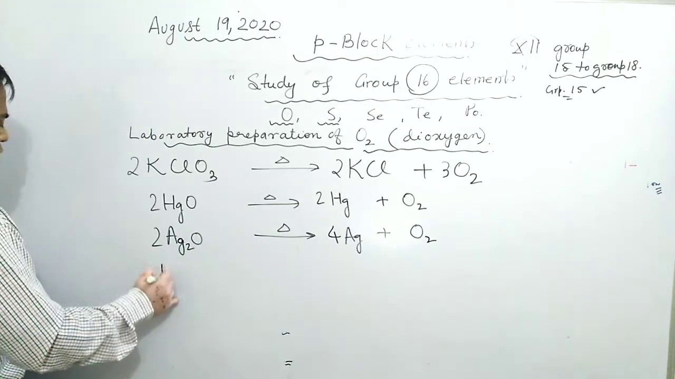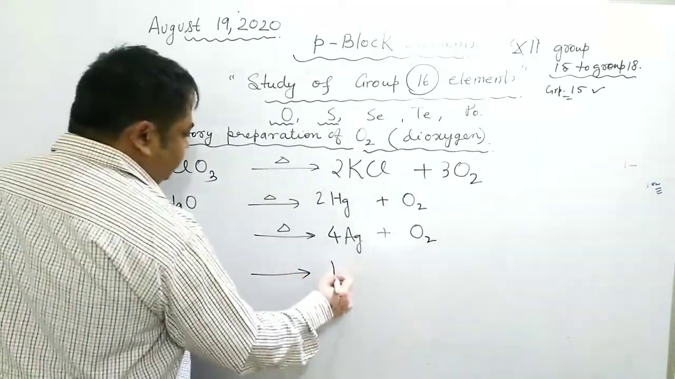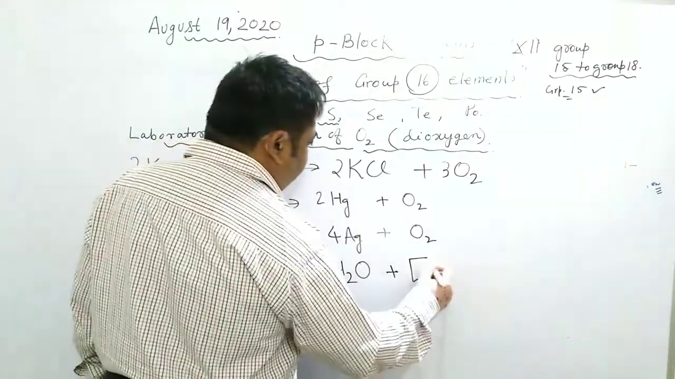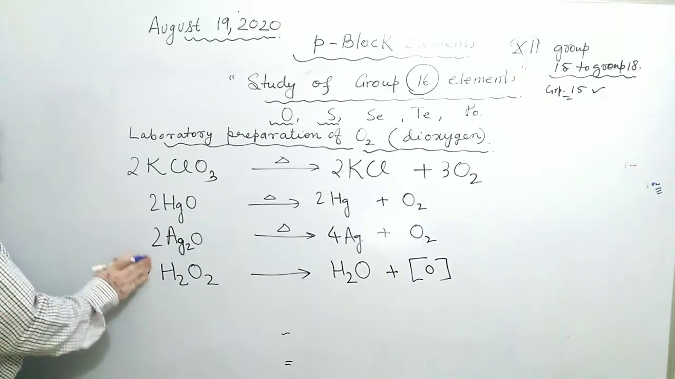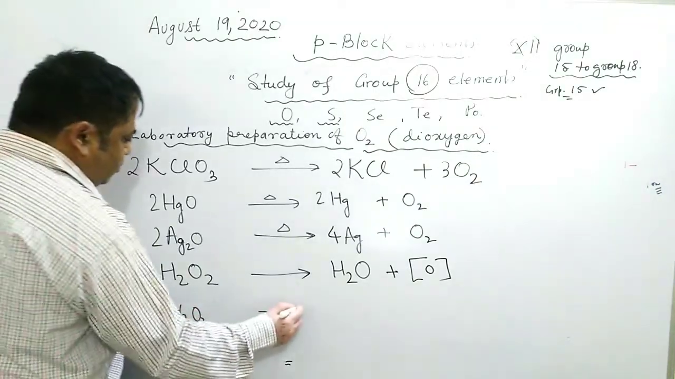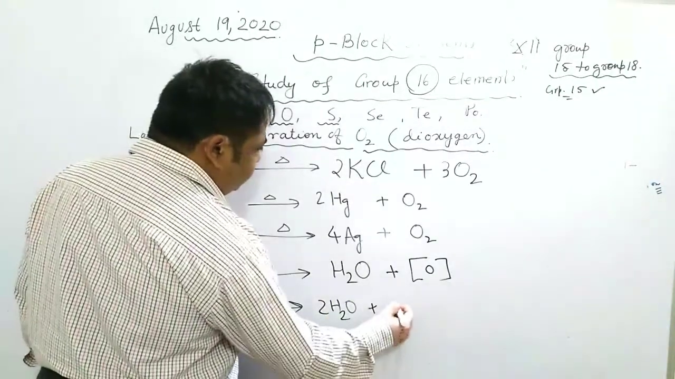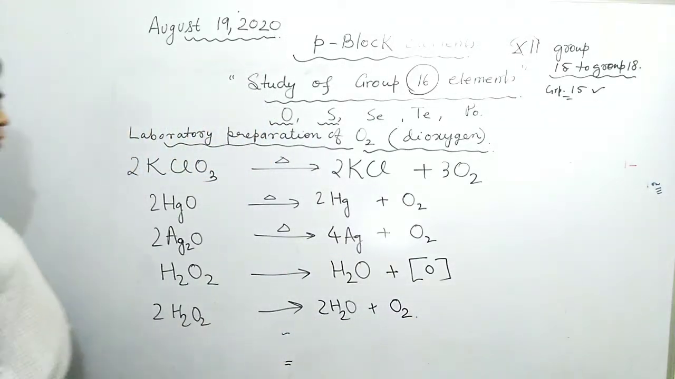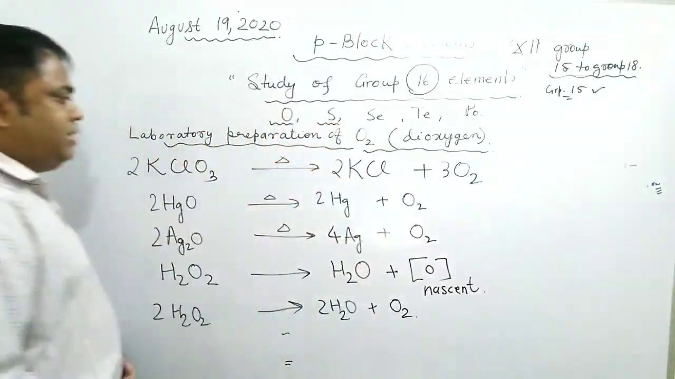We can also prepare O2 by disproportionation of hydrogen peroxide. It forms nascent oxygen on its own if we keep it in the open atmosphere, and if we make it twice, 2H2O2 will give 2H2O and O2. This kind of oxygen atom is called nascent oxygen, and hence hydrogen peroxide is a strong oxidizing agent.